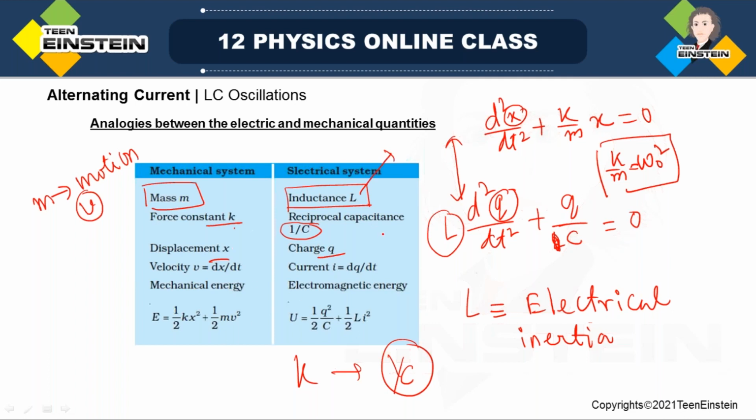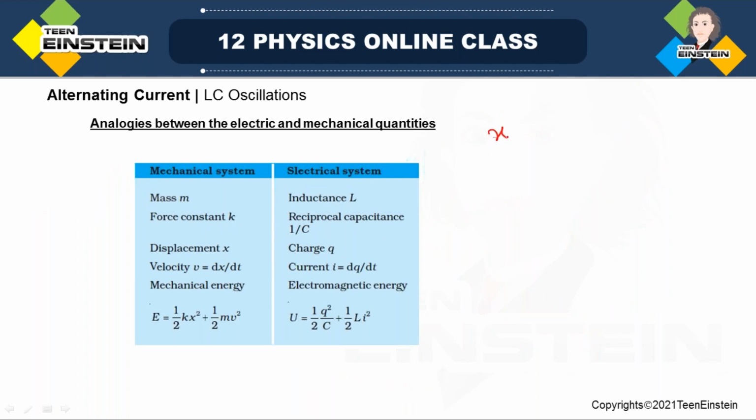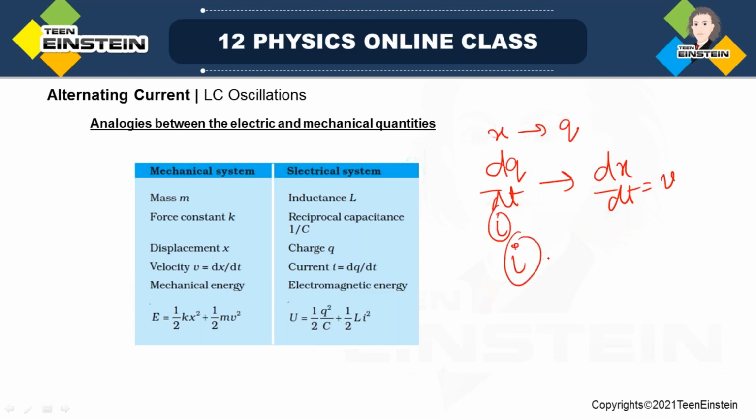So hence, if the displacement is analogous to charge, then dq/dt must be analogous to dx/dt, which is velocity. In the circuit, this is actually current. So current in the electric circuit is analogous to the velocity in the mechanical system. Okay.